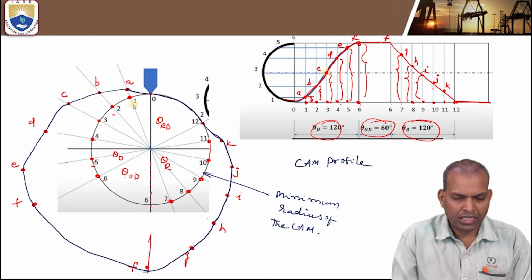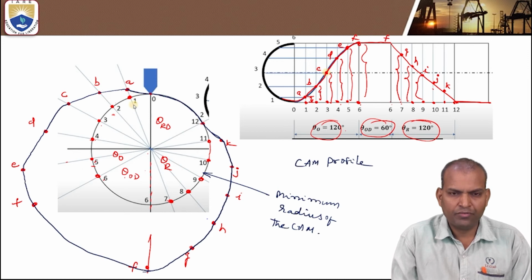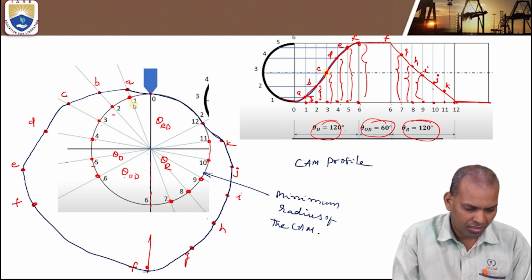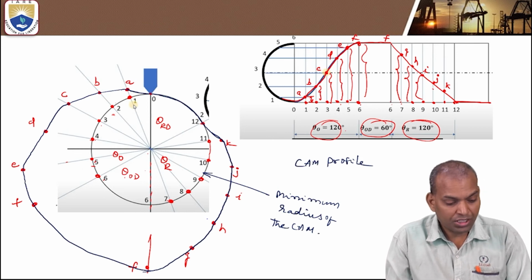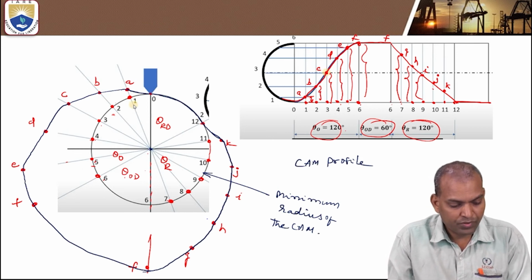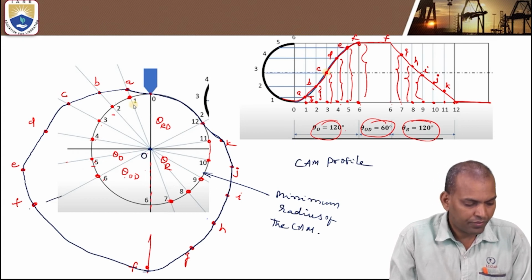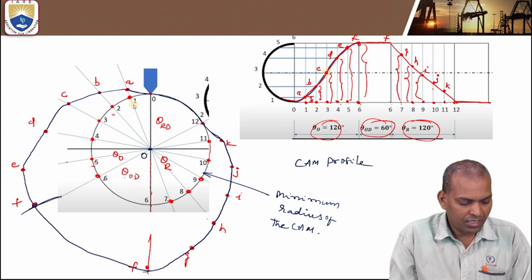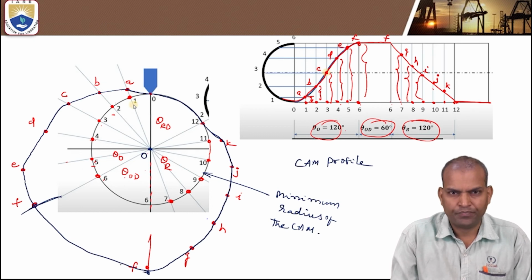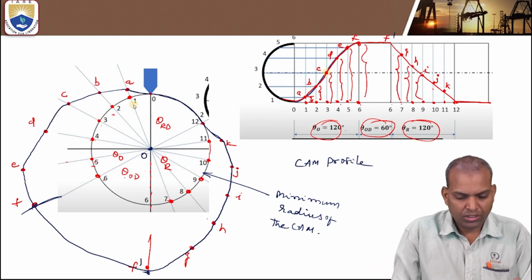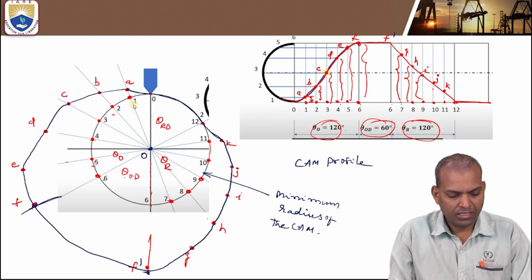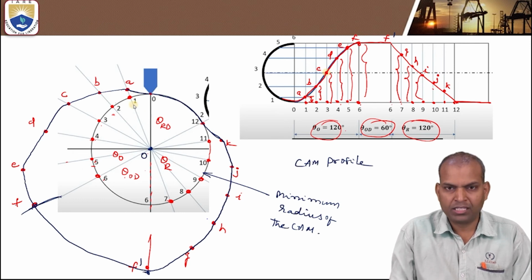one more thing we can interpret is whether we have drawn the cam profile exactly or not. One important thing is that the radial distance from the center of the cam O to F, during dwell, should remain the same. Let me call these points OF dash, supposing. It is a constant; that distance should remain the same.